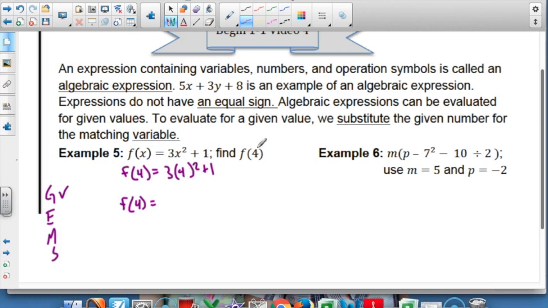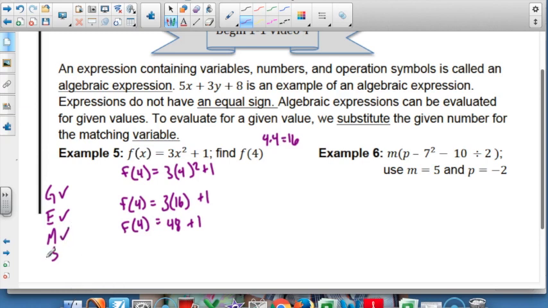So 4 squared, that means 4 times 4, that's 16. So I get 3 times 16 plus 1. Okay, and then again, my f of 4 is going to stay constant. 3 times 16, I can mark off my exponents because that's done, and now I'm ready to do any multiplication and division. I've got 3 times 16, which is 48. My plus 1 is still there. I can't do anything with it yet.